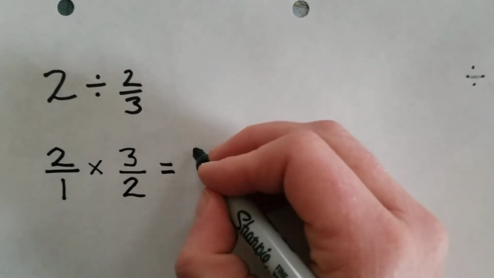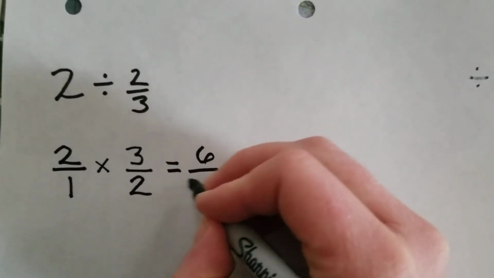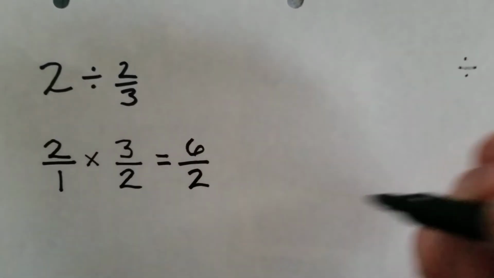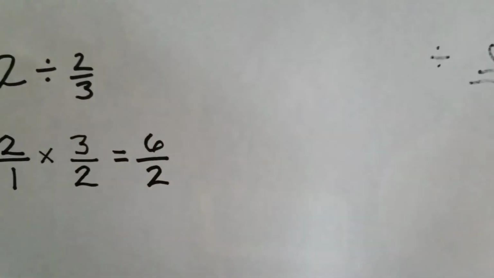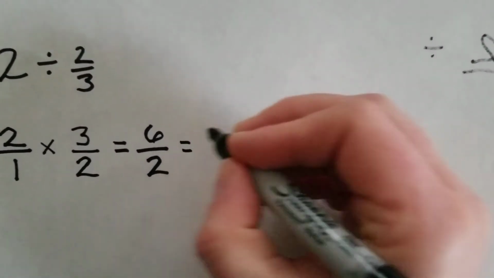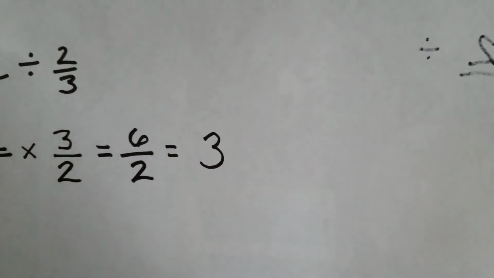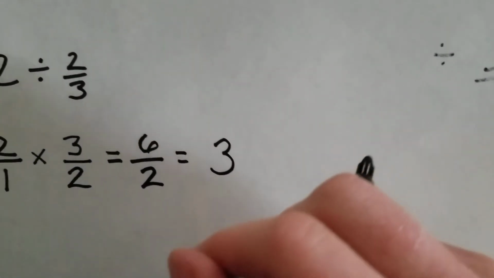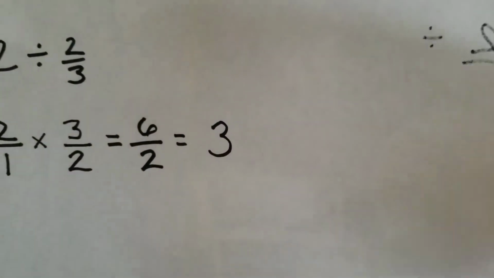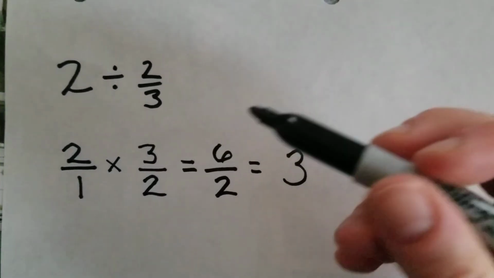So 2 times 3 is 6, and 1 times 2 is 2. Again, this is now an improper fraction. It is our answer, so we need to change it into a mixed number, or in this case, a whole number. The answer is 3. 6 divided by 2 is 3. So 2 divided by 2/3 is 3.